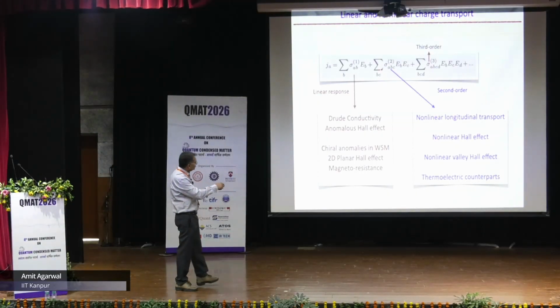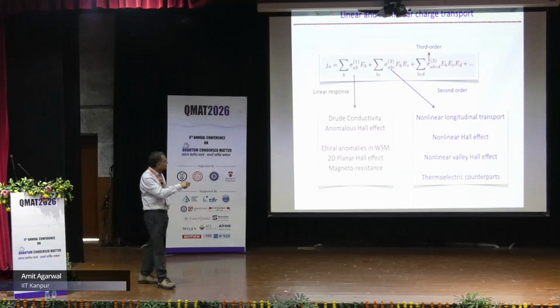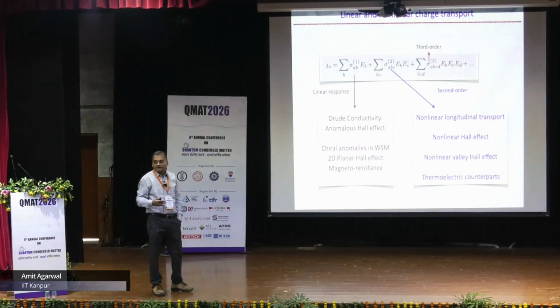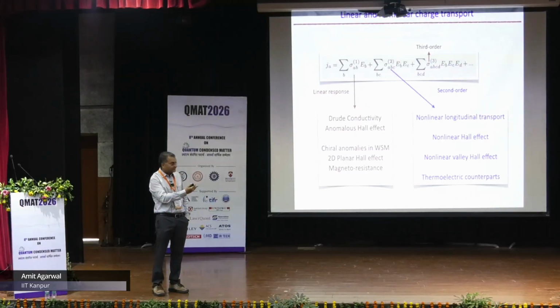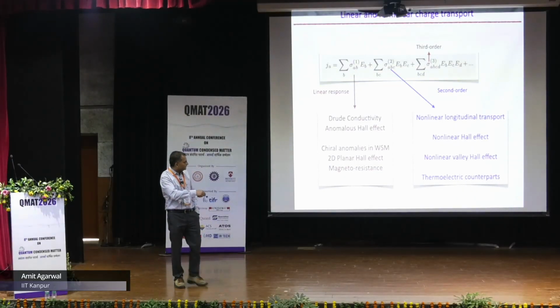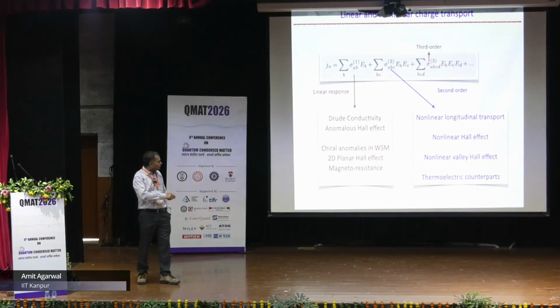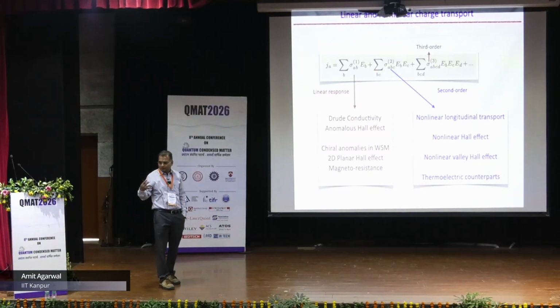And then two orders of electric field, that's the second-order response tensor. So there is a second-rank tensor, there is a third-rank tensor, third order it will become a fourth-rank tensor, and so on and so forth. The second-rank tensor can give you nonlinear longitudinal transport, what is called the nonlinear anomalous Hall effect. Both of these we will discuss in detail today. There is also nonlinear transport of other degrees of freedom, spin, valley, and their thermoelectric counterparts. So this is the broad picture, and I'll mostly focus on nonlinear charge transport for most of this talk.